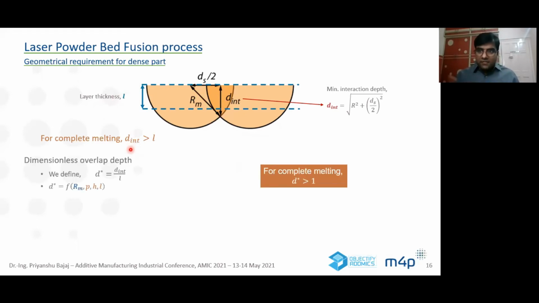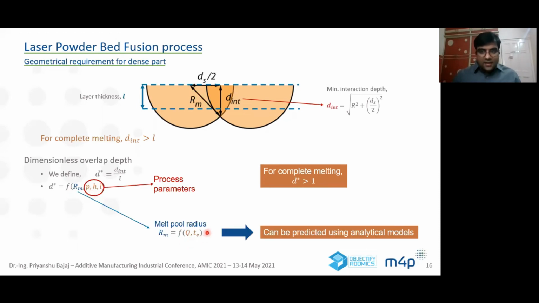Based on this, I can define a very easy dimensionless parameter, d star, which is d_int over L, and I can say that theoretically d star should be greater than 1 for complete melting. If this is not the case, I will never have a fully dense component. Now d star is a function of melt pool depth, and then just simple geometry: p, h, and L. So point distance, hat spacing, and layer height. If I'm using a continuous laser system, p goes away, so it's just r_m, h, L.